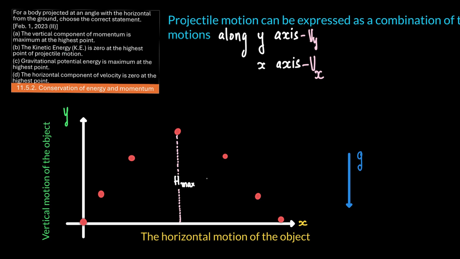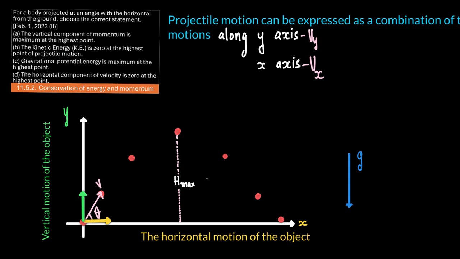We know when a body is in projectile motion, it can be expressed as a combination of two motions. One along the x-axis with velocity vx and the other along the y-axis with velocity vy. In other words, projectile motion can be expressed as vertical motion plus horizontal motion. This means that if you project an object with velocity v at an angle theta, it will always have two components of velocity: the horizontal velocity and the vertical velocity.